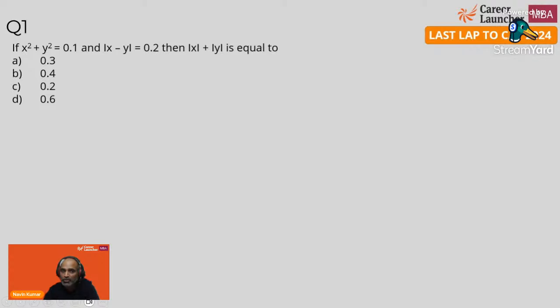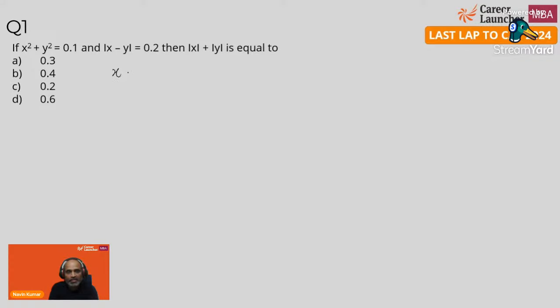So this is our first question. x square plus y square is equal to 0.1 and mod of x minus y is equal to 0.2. Then mod of x plus mod of y is going to be equal to. So basically, the first approach is a proper approach, right?